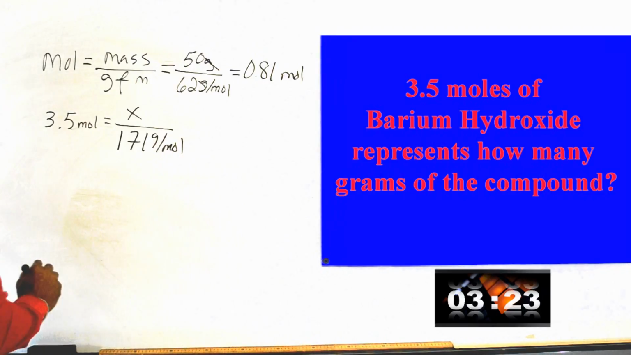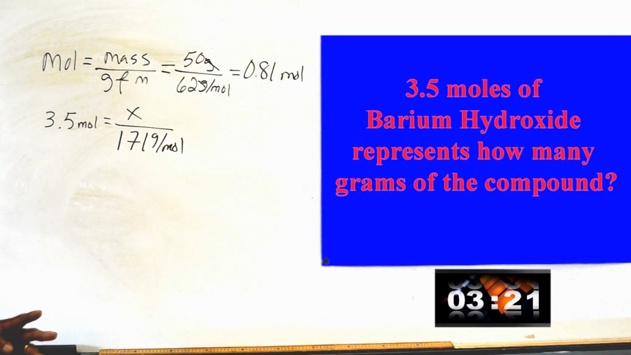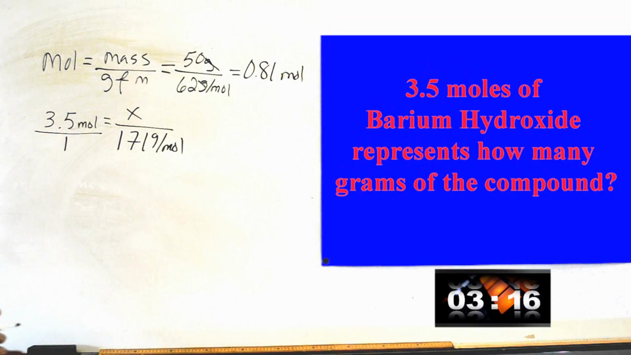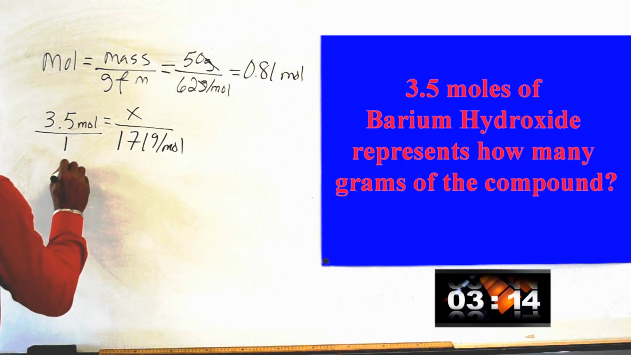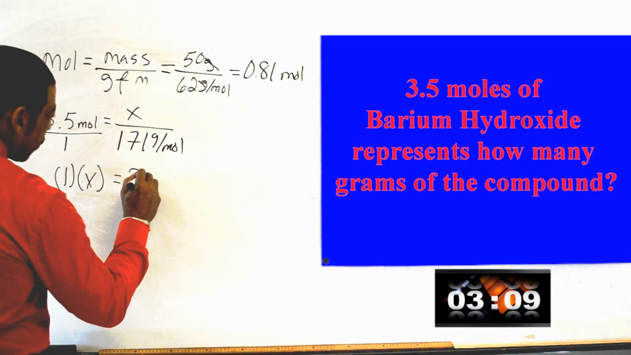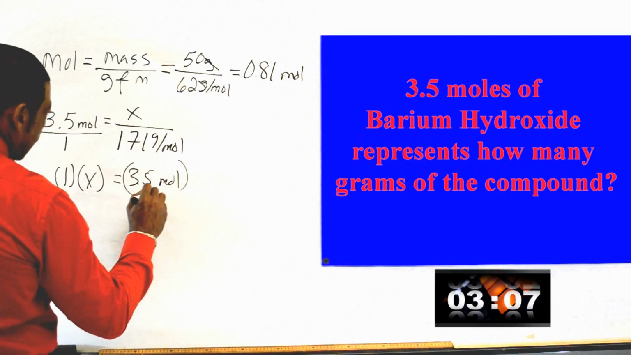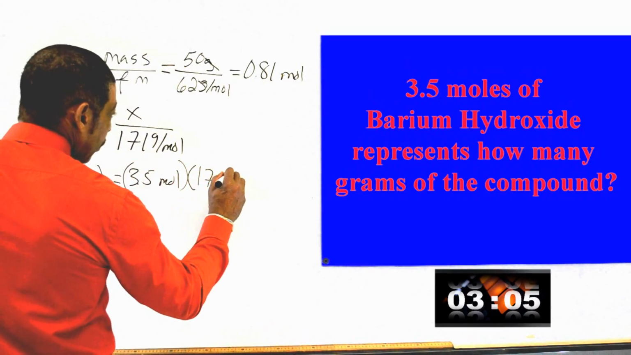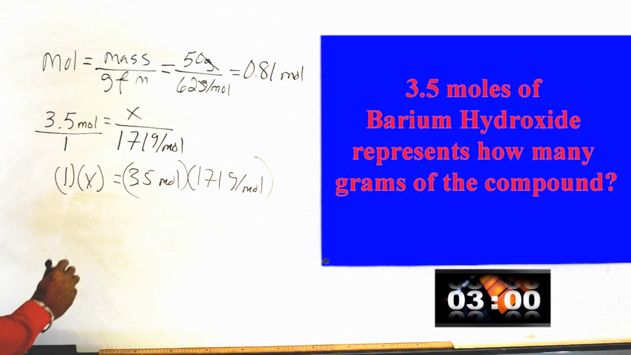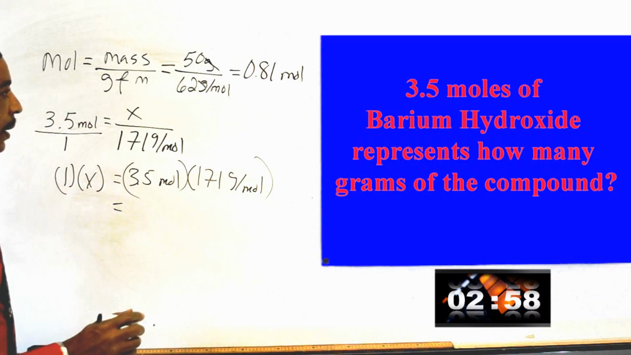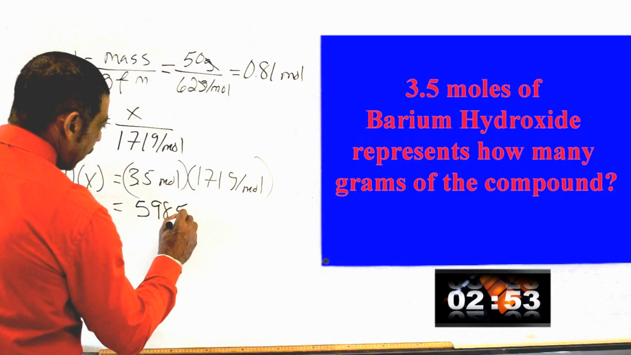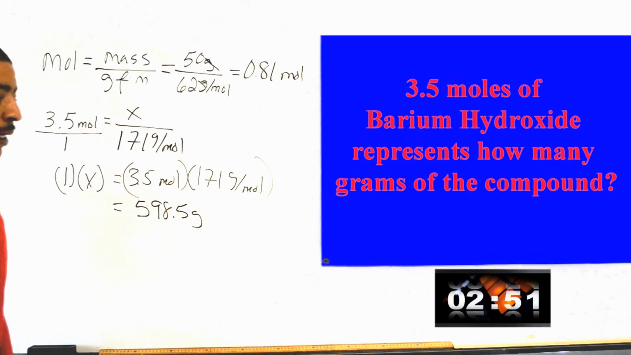All right? Now let's keep the math simple, okay? Place the 3.5 over 1, okay, and then cross multiply. So we will get 1 times X is equal to 3.5 mole times 171 grams per mole. Clearly 1 times X is X, and so the answer will be 598.5 grams of the compound.